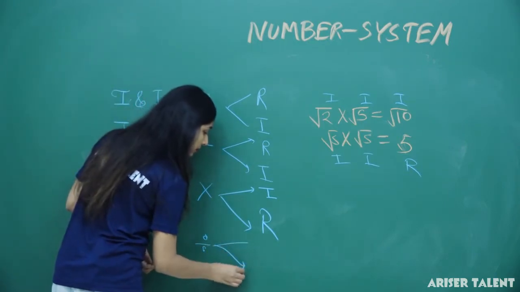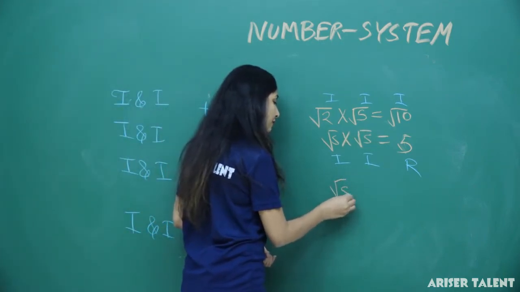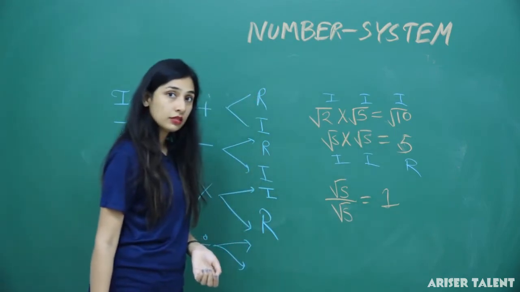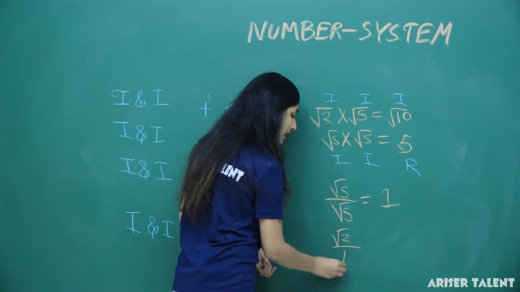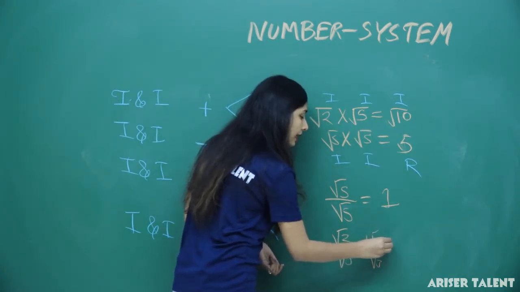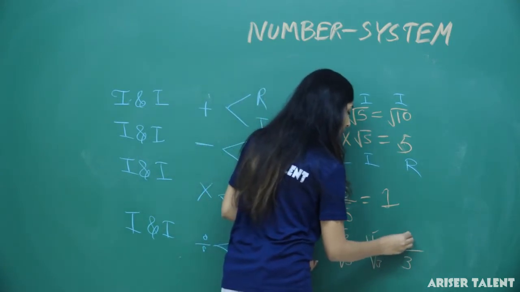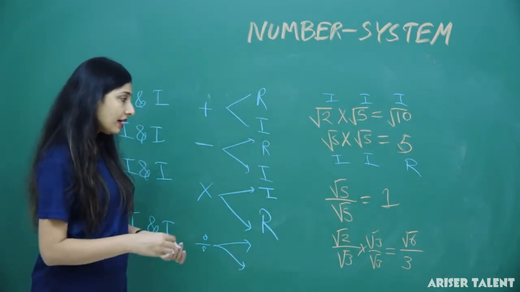Now again, if I am having this root 5 divided by root 5, what will you get? A 1? Simple. Now if I am getting this root 2 multiplied by root 3, maybe you can solve it, and here that will be root 6. So that will be root 6 multiplied by 3.